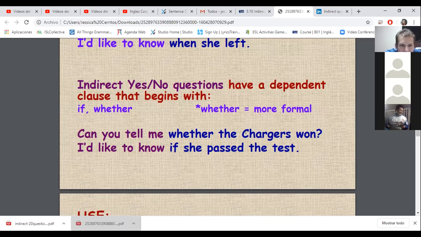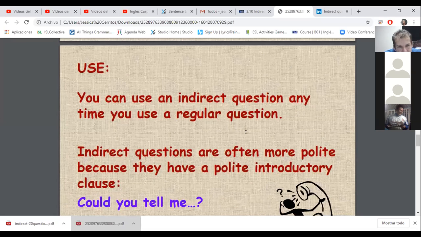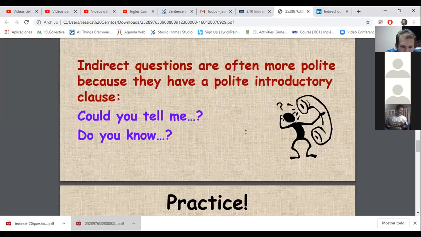Indirect yes, no questions have a dependent clause that begins with if or whether. Whether, pues podríamos decir que es más formal, pero igual, usted puede usar cualquiera de los dos. Can you tell me whether the Chargers won? I would like to know if she passed the test. Here we have, you can use an indirect question anytime you use a regular question. Indirect questions are often more polite because they have a polite introductory clause. Could you tell me? Do you know?